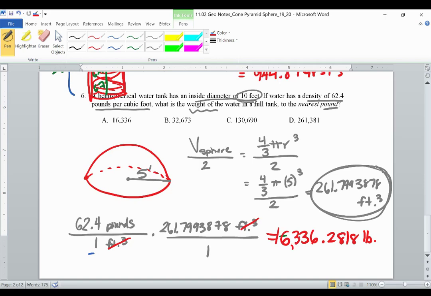So we have got choice A here, to the nearest pound if we round it. Again, we're looking at our density here. Density, you could also think of it as density equals mass over volume and do it that way as well.